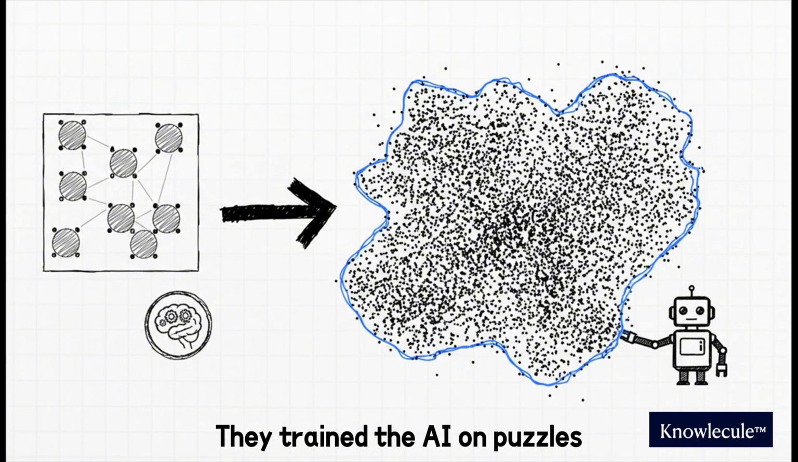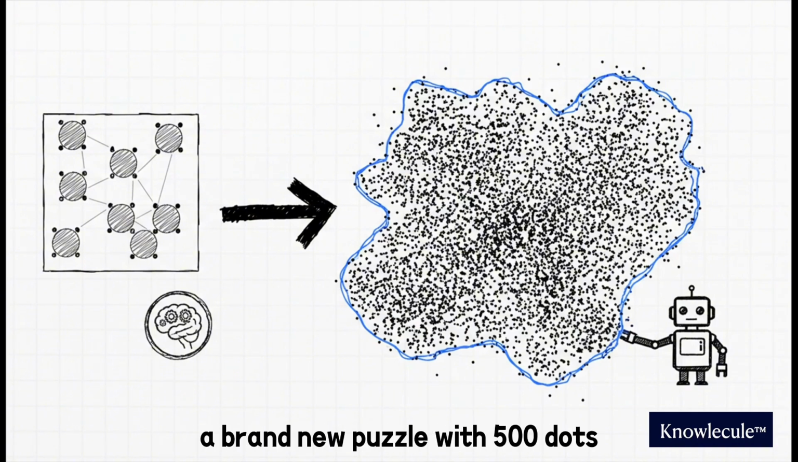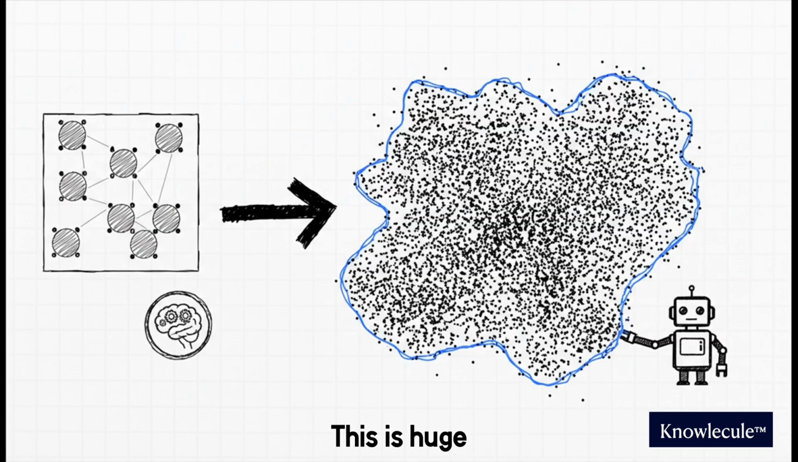They trained the AI on puzzles that had, say, up to 50 dots. Then they threw it a curveball, a brand new puzzle with 500 dots, 10 times bigger than anything it had ever seen before. And it could still solve it. This is huge. It means the AI hadn't just memorized a bunch of answers. It had actually learned the strategy for solving the puzzle.